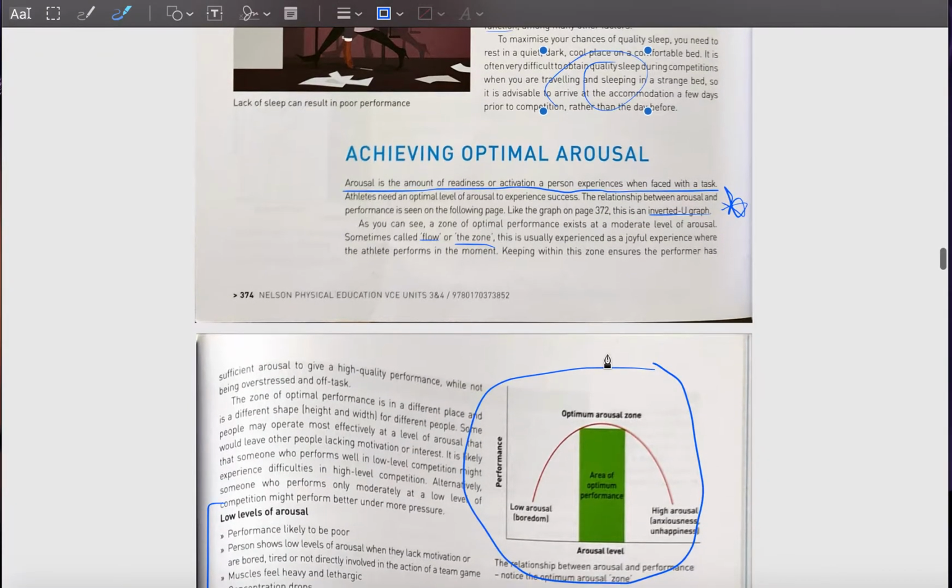Now, in regards to arousal, we want to achieve optimal arousal. So arousal is somebody's readiness when they face a task, how activated, ready and excited they are to complete a task. We have a flow or a zone in an inverted U graph, which shows what the optimal level of arousal is.